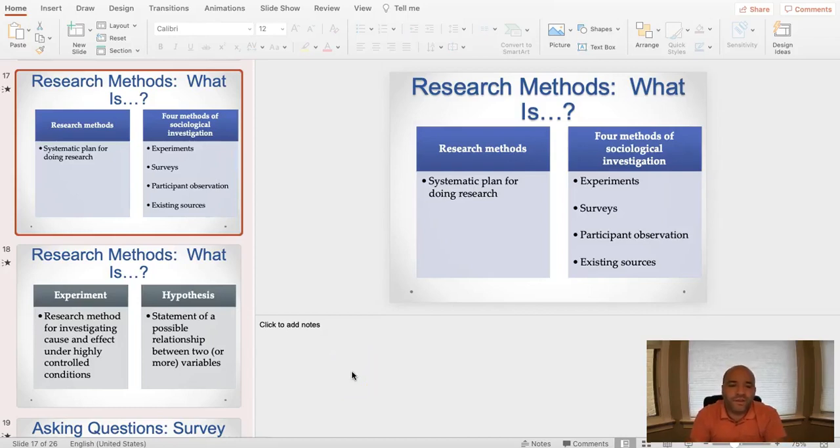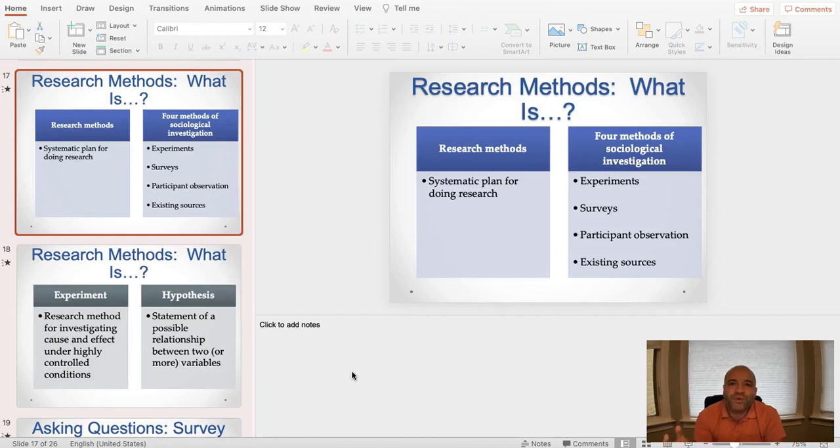Hello everybody. In this video, we're going to be talking about the different research methods that sociologists use to collect data. In the previous video, we looked at the different kinds of data that we wanted to get. Talked about the importance that the data that we collect is reliable and valid. Well, these are the different ways that data is collected.